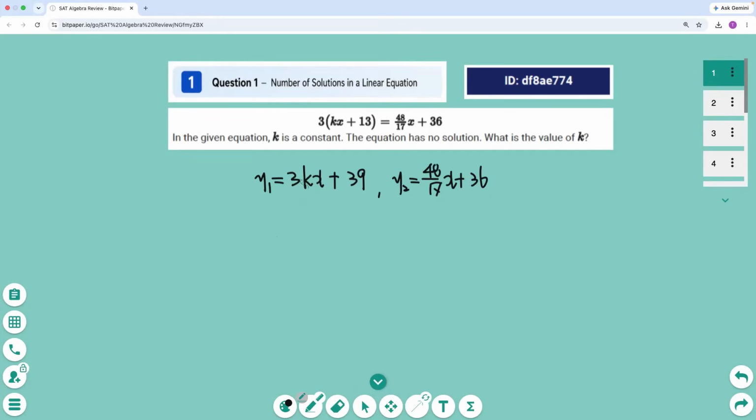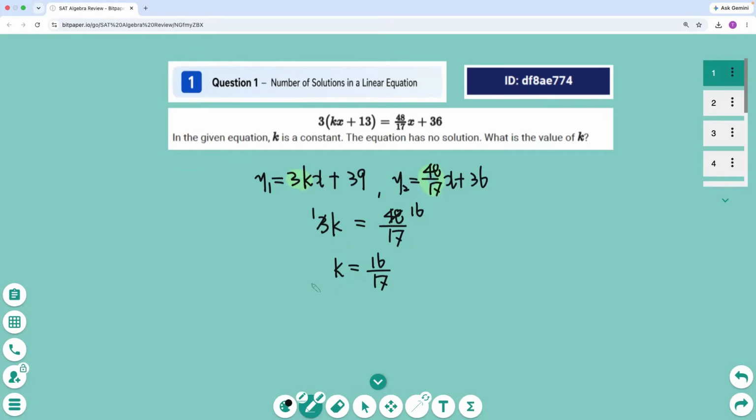So we set their slopes equal to each other. 3k is equal to 48/17. Dividing both sides by 3, 48 divided by 3 is 16. So the value of k is equal to 16/17.